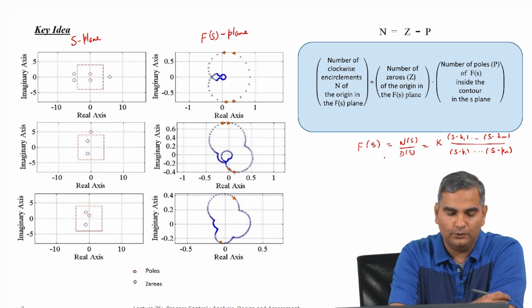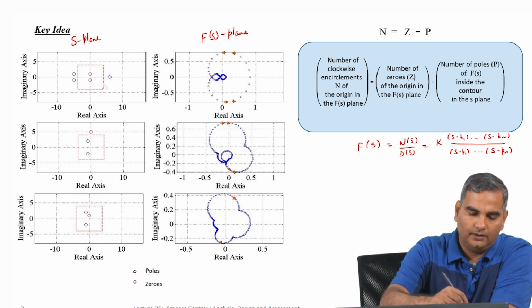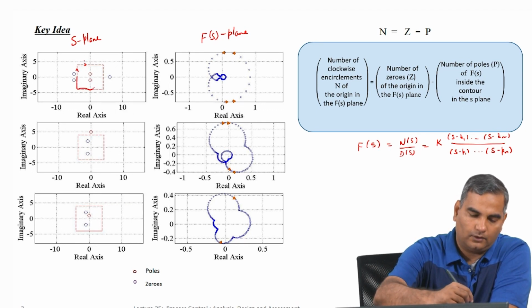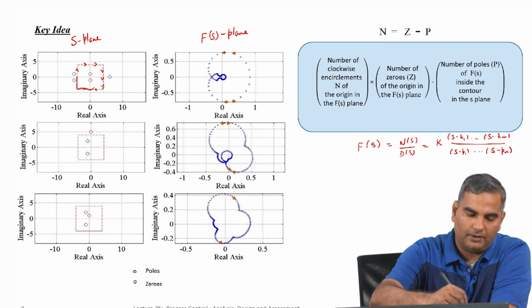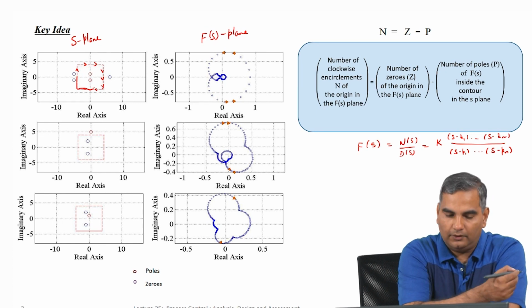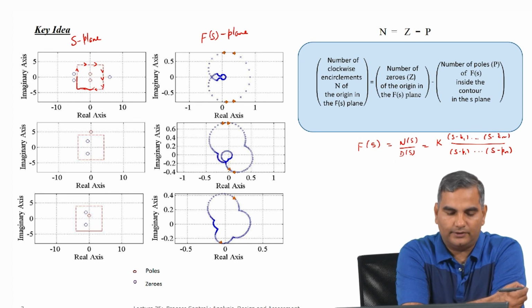Now, what I am going to do is take a contour. Let us say I start a contour here, and I keep moving in the clockwise direction along this contour. So, I start here and I move in the clockwise direction, and I come back here. That is one encirclement, or one full closed contour. I start at the same point and I come back to the same point in a clockwise direction.